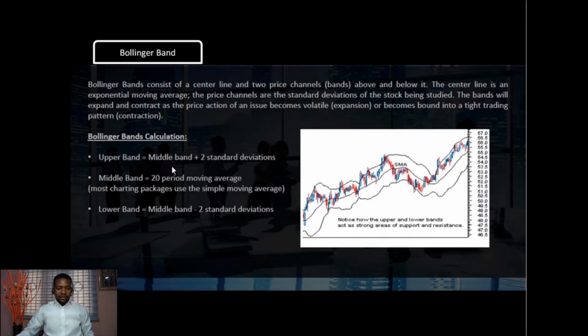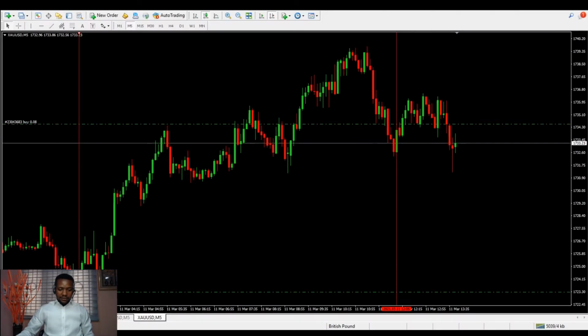So the upper band calculation is just the middle band plus 2 standard deviation, and the middle band is a 20 period moving average, while the lower band is the middle band minus 2 standard deviation. You won't be the one doing all this calculation. The trading platform will do all those for you. So let me show you what it looks like on the charts.